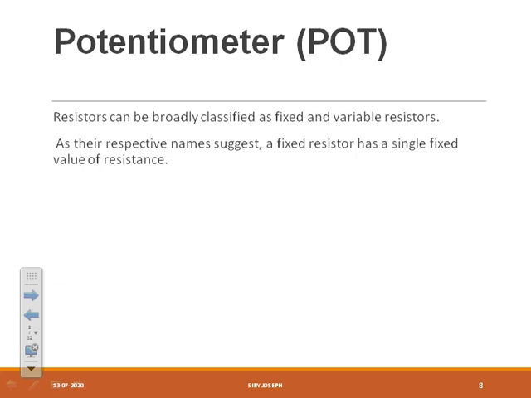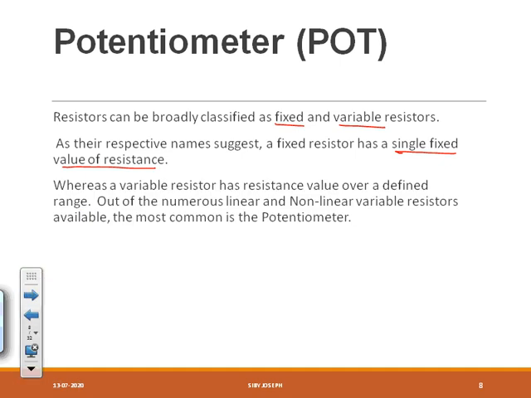Resistors are classified as fixed resistors and variable resistors. As their name suggests, a fixed resistor has a single fixed value of resistance. The other type is the variable resistor. The variable resistor has a value over a defined range. Here the defined range means the range over which the resistance can be varied.